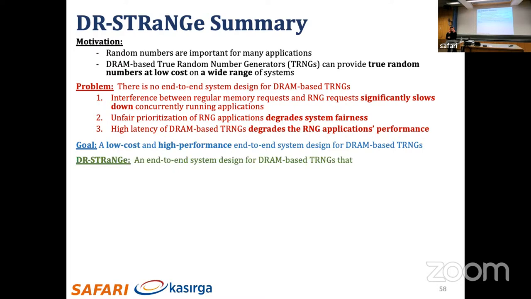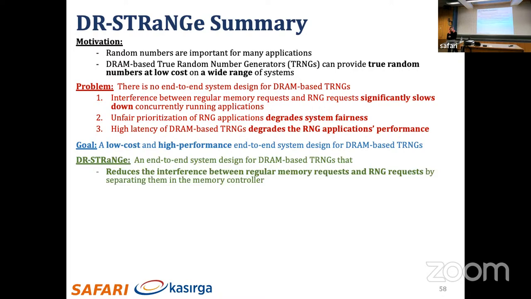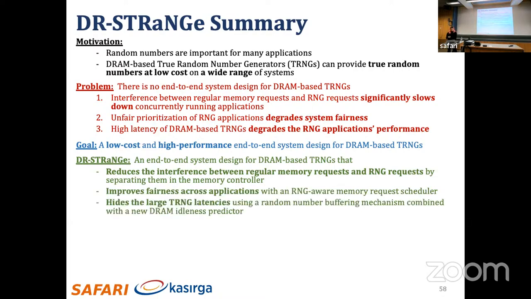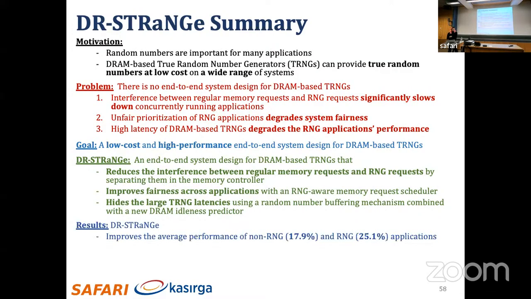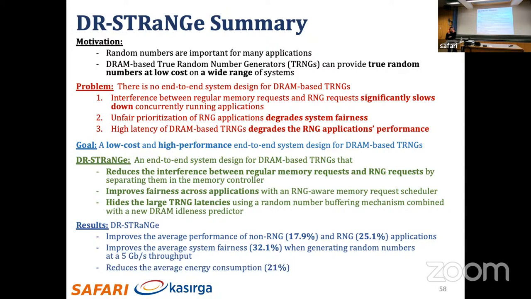We propose Dr. Strange, an end-to-end system design for DRAM-based TRNGs that reduces the RNG interference by separating RNG and regular requests in the memory controller, improves fairness across applications with an RNG-aware memory request scheduler, and hides the high TRNG latencies using a random number buffering mechanism combined with a new DRAM idleness predictor. Based on our evaluations, we show that Dr. Strange improves the average performance of non-RNG and RNG applications by 17.9% and 25% respectively. It improves the average system fairness by 32% when generating random numbers at a 5 gigabits per second throughput, and it reduces average energy consumption by 21%.